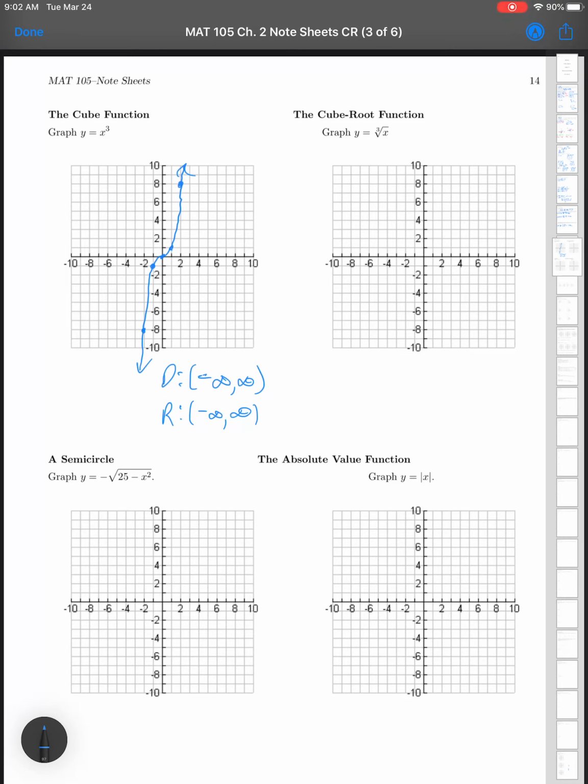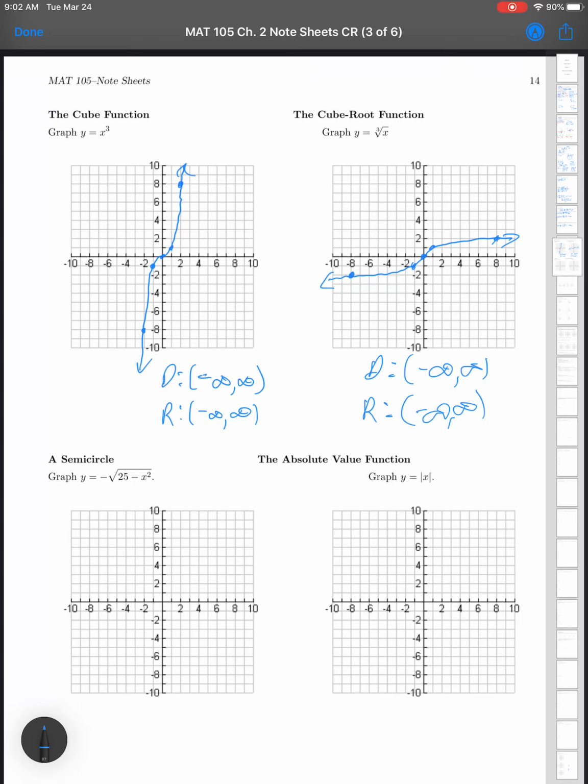The cube root function is going to look a lot like that, because now instead of cubing x, I'm going to cube root it. And so what I get is a similar looking graph, but kind of laying down. So it looks like this. And once again, the domain and range of this are negative infinity to infinity, because it would go on forever to the left and to the right. So those are the cube root functions.